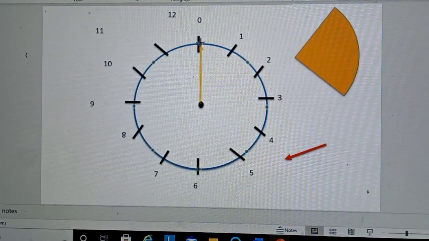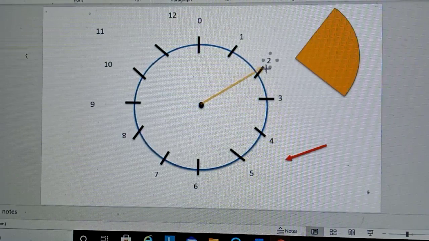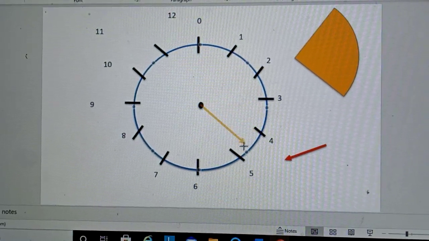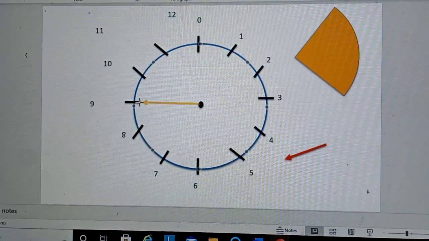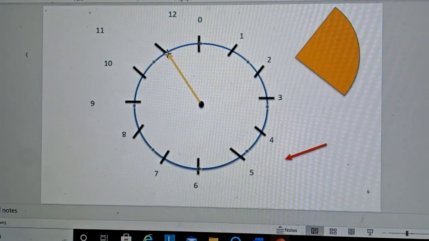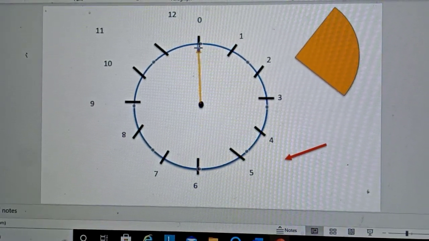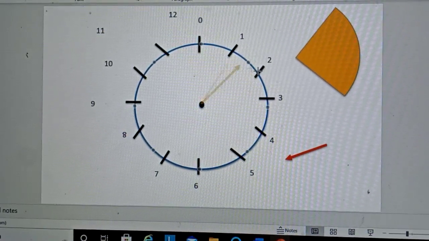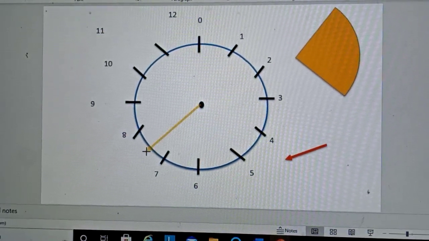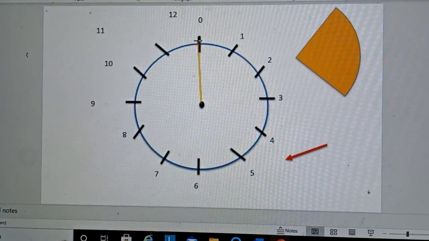So if that was zero, that would be 5, 10, 15, 20, 25, 30, 45, 50, 55, and then 60. And it looks like we haven't moved at all, but we have. We've gone all the way around the clock face, which is 60 minutes.